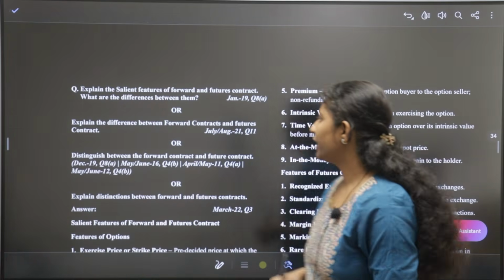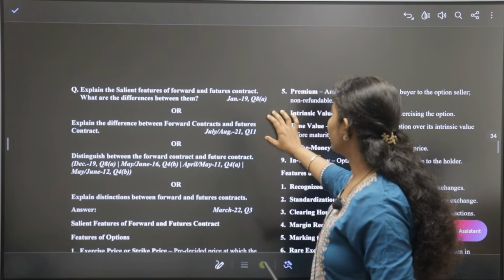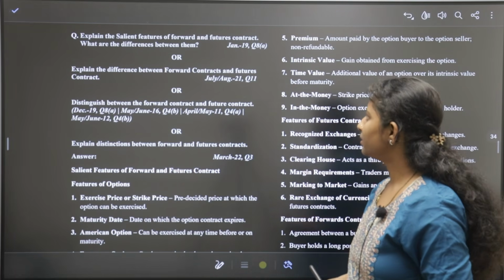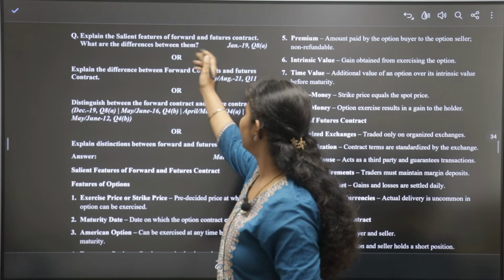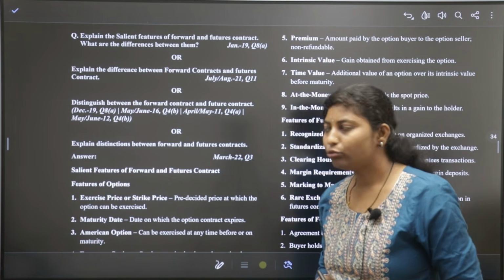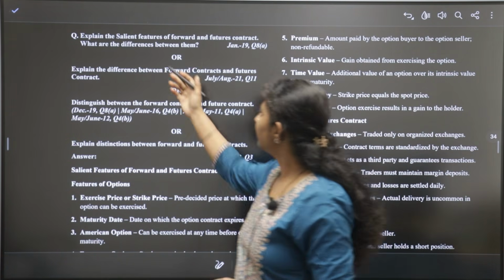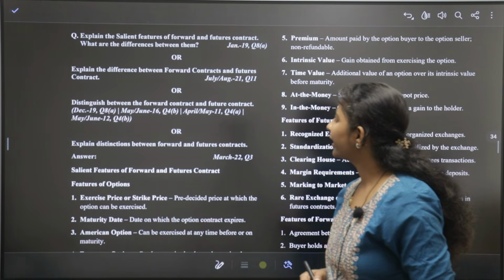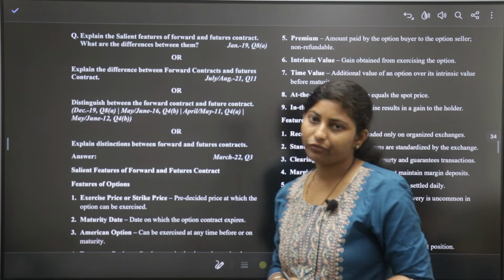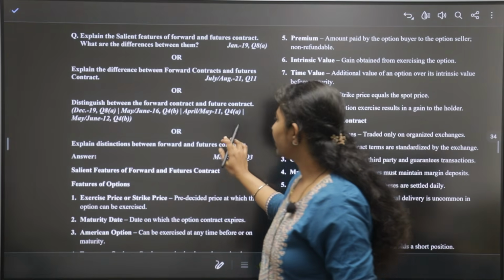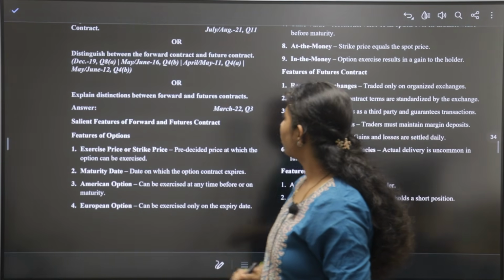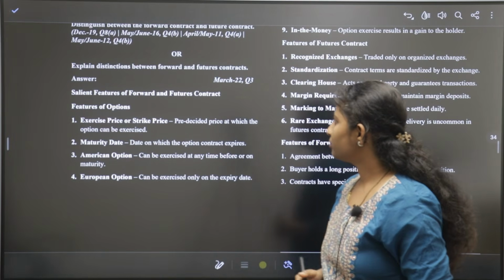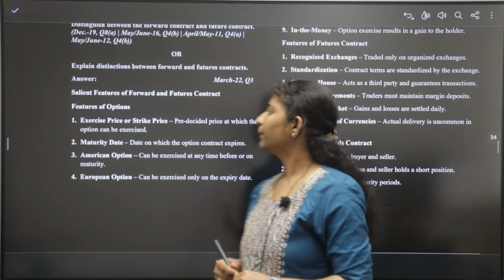Okay, and next we have a small question: who are the participants and players? Those persons are the participants. Next question we have: explain the salient features of forward and futures contracts, and what is the difference between them. Otherwise they can ask to distinguish between forward and futures contracts, or explain the distinction between forward and futures contracts.